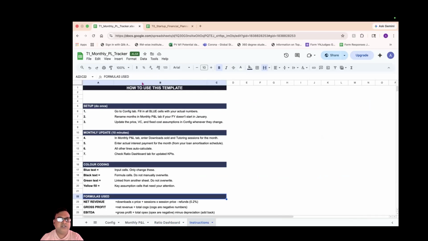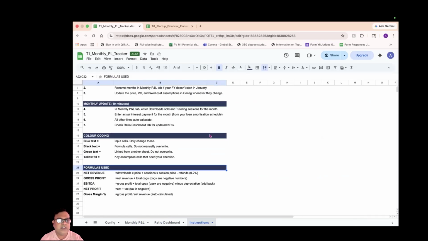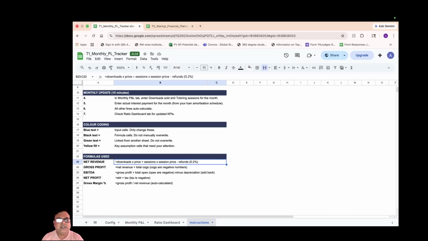And there's an instruction that's actually mentioned how to use this template. Okay, so for example, there's some color coding. Blue text usually are the input cells. The black texts are the formula ones. The green texts in this particular sheet are linked from another sheet, so don't overwrite. And the yellow ones, key assumption cells that need your attention, so you may actually take into account. And then the formula, which we have already done that.